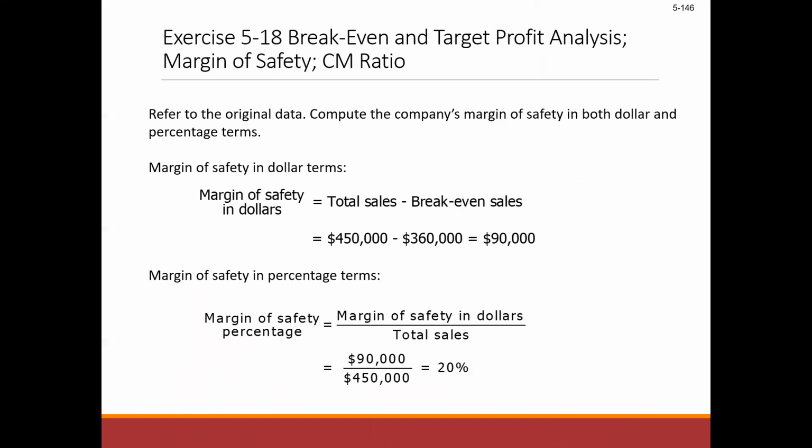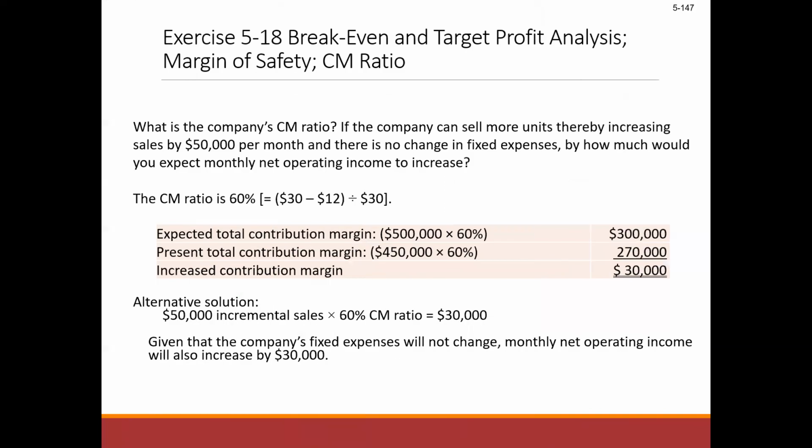Compute the company's margin of safety. Sales minus our break even gives us our margin of safety here of 90,000. Or in a percent, 20% of sales. What's the company's contribution margin ratio? It's going to be 18 divided by 30, 60%. Expected contribution margin, 300,000. What's it currently at? 270. It would increase our contribution margin by 30,000. Okay?